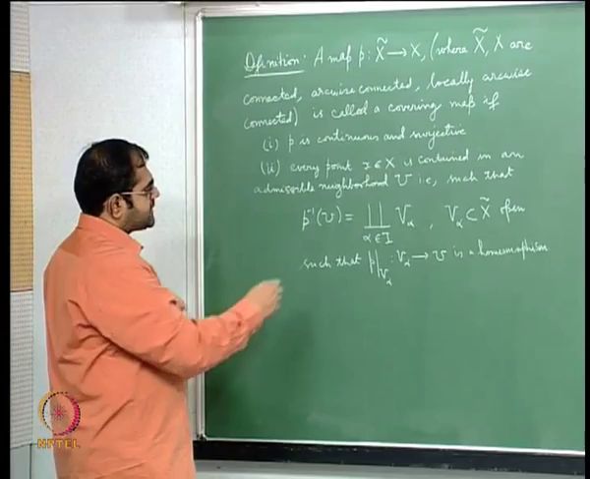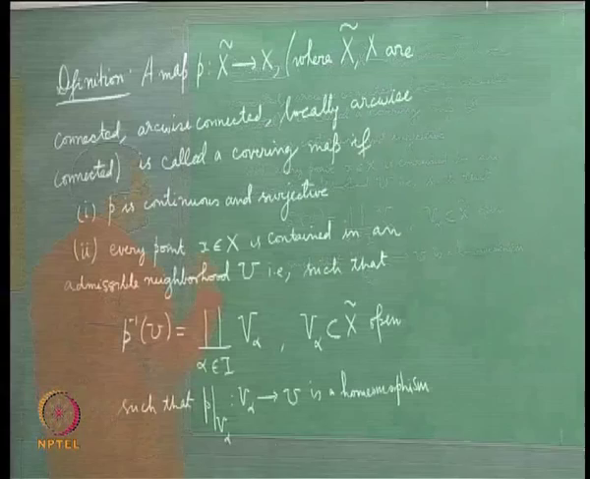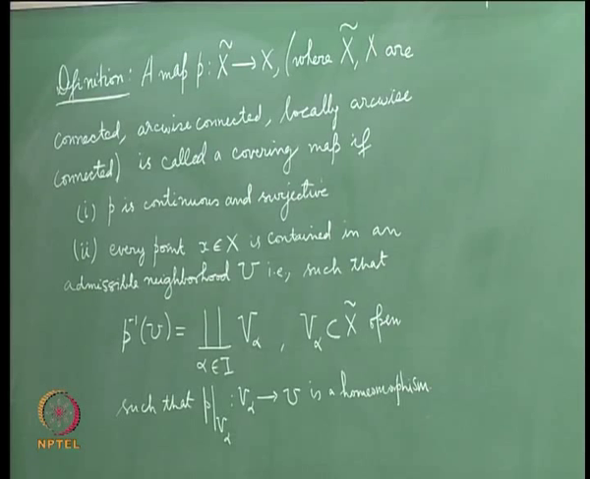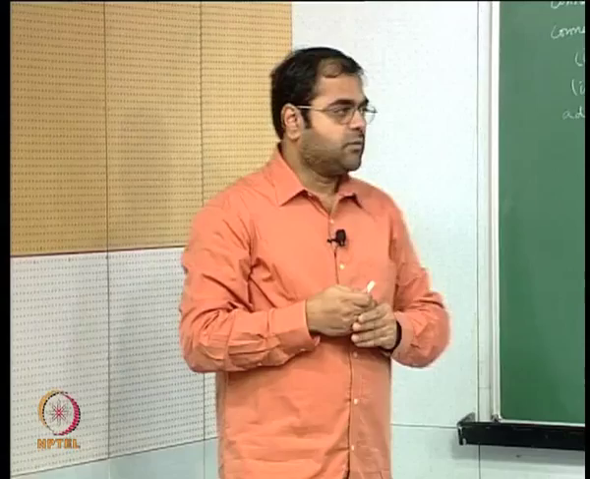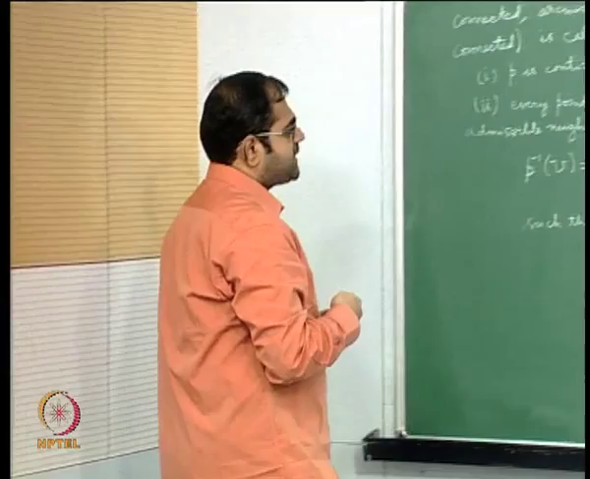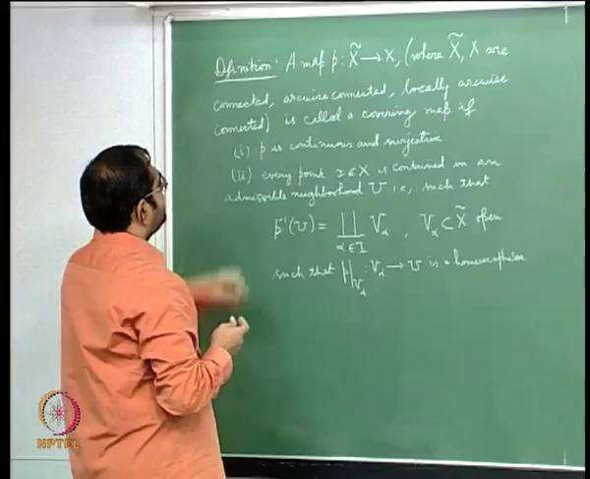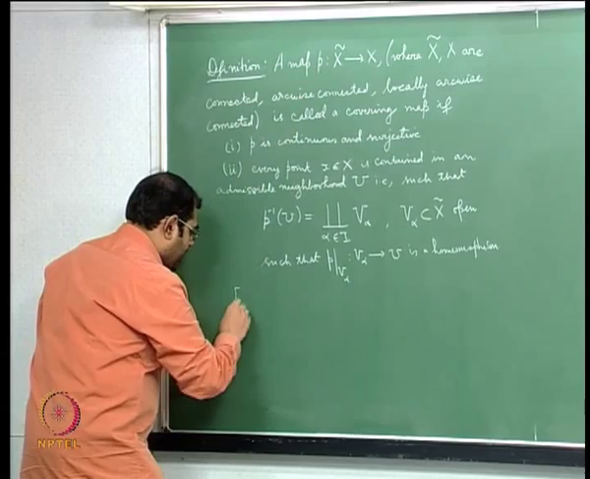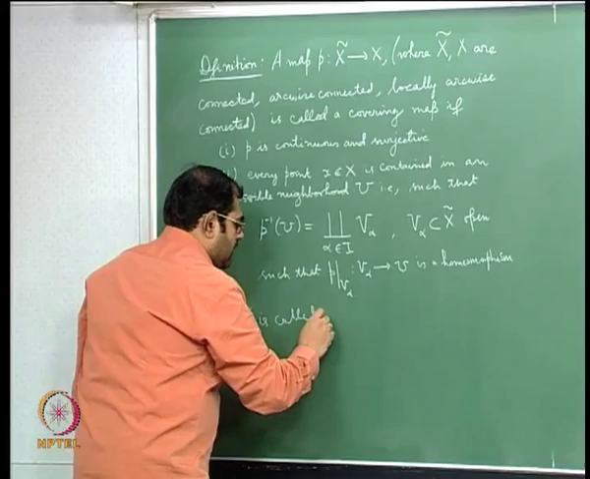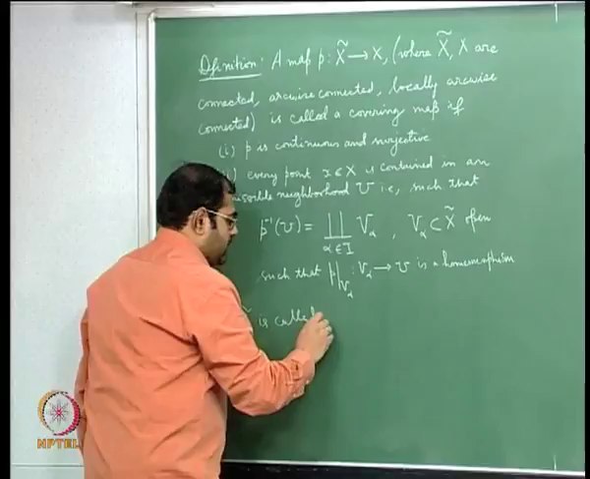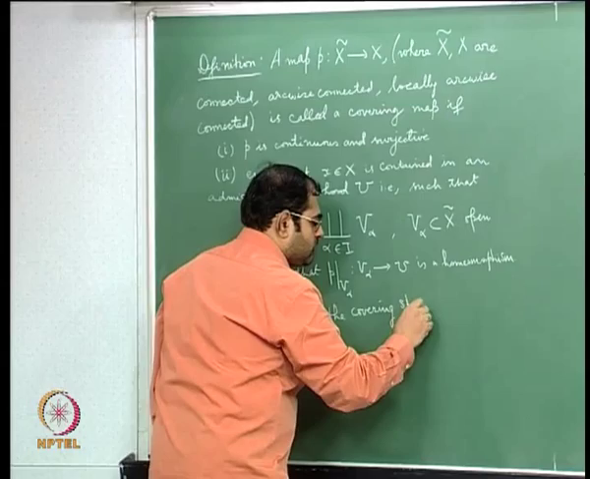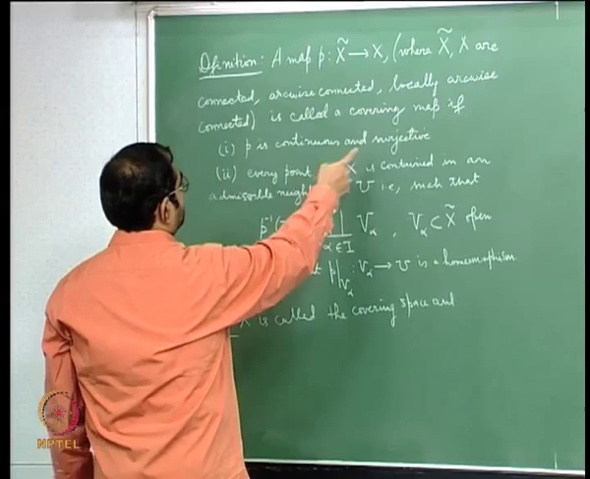Now this definition of covering space is very, very important, and it is the key to understanding the geometry and the analysis on an arbitrary Riemann surface. So let me say a few things. First of all, the space X tilde is called the covering space, and the map P is called a covering map. Let me write that here: X tilde is called the covering space, and of course, as I have already said, P is a covering map.